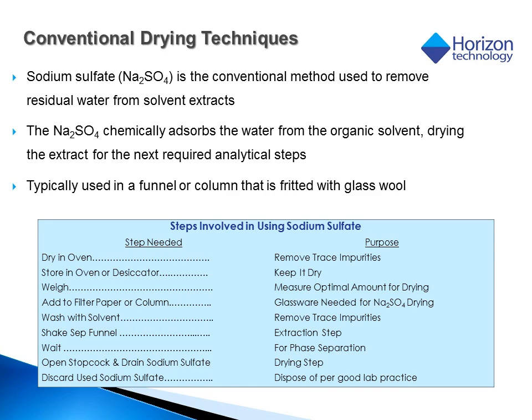I would just mention quickly that sodium sulfate is the method of choice today to remove water from samples. Its mechanism is chemical by absorption of water from organic extracts. Typically, sodium sulfate is added to extracts and they are filtered through filter paper where a column is constructed using a long-necked funnel fitted with glass wool. In order to get the best results, the sodium sulfate is usually pre-treated.